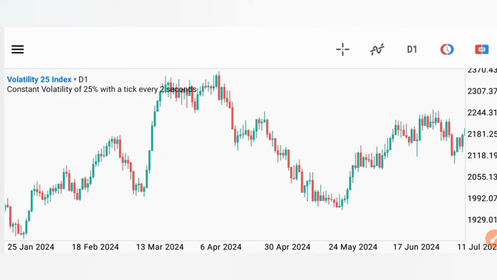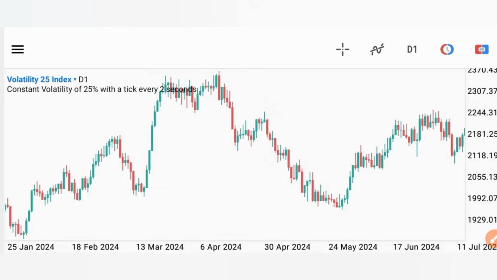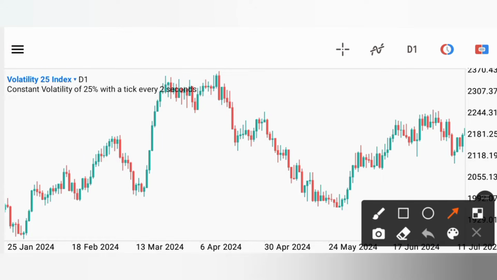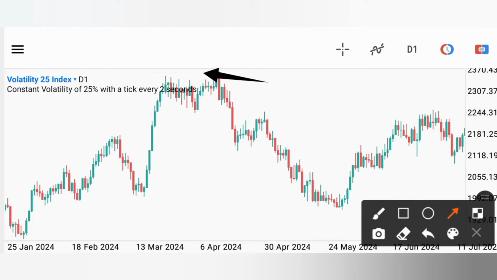So the goal is to recognize early warning signs so you enter before the crowd enters. If the price was going up here and you are to enter a trade, most traders might want to wait for this break of structure before they enter. But the purpose of this video is to make you know that a reversal is going to occur and you can enter at a very high point where you will not be knocked out by any retracement. So that is the purpose of this video.